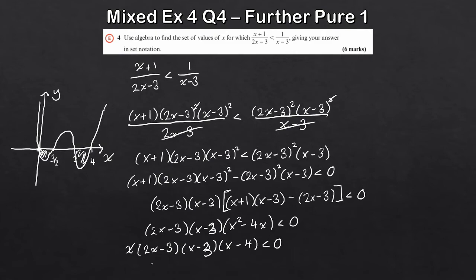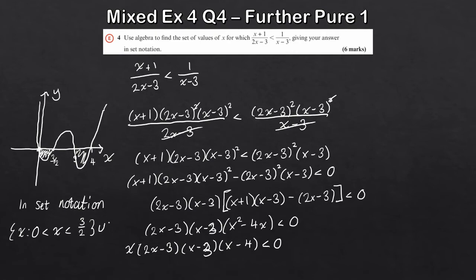Okay, well, in set notation, just reading it off from the graph. And again, it's a strict inequality. So what do we have? Well, it's going to be between 0 and 3 over 2. So every point between there satisfies the inequality. Or we also have this point here between 3 and 4.